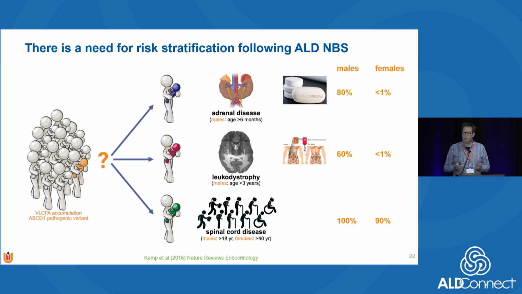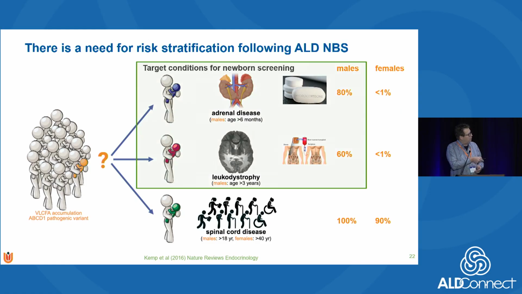Because here again, this is ALD, so we can screen it at birth, but we cannot predict the outcome of an individual. Males are at risk of developing adrenal disease, which can already start in the first year of life. They're at risk of developing leukodystrophy. And in adulthood, males and females develop spinal cord disease. But there's only treatment for the adrenal disease and for the leukodystrophy. So this is the target condition for newborn screening. These are the individuals that we would like to identify because they benefit from monitoring.